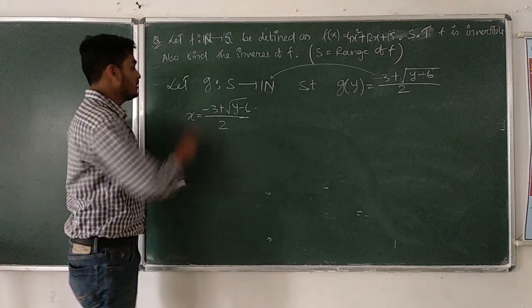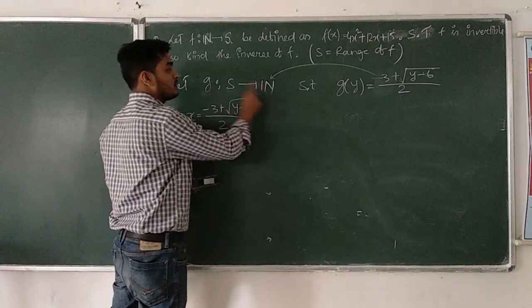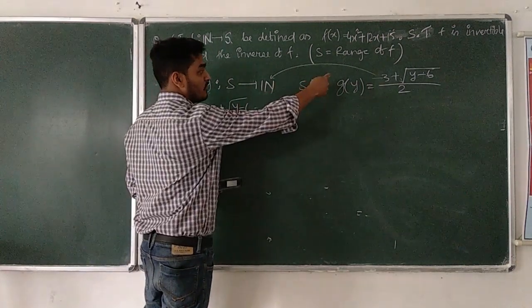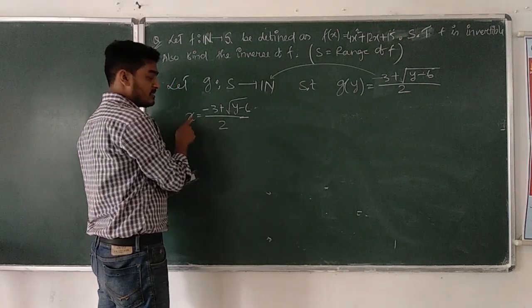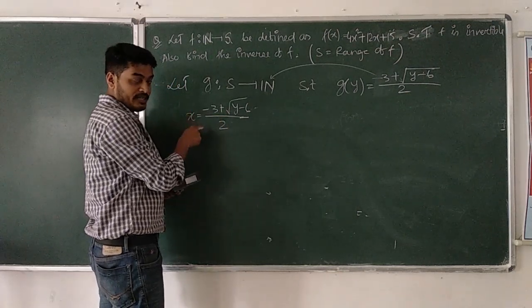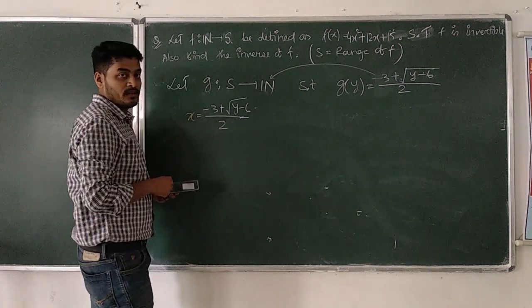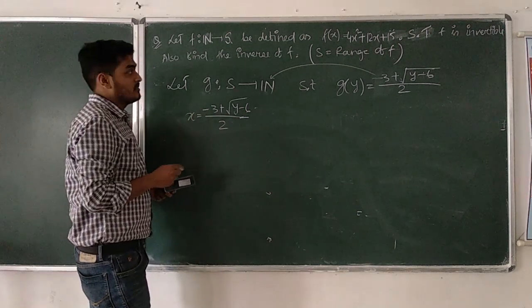And the inverse of f will be g inverse from S to N such that f inverse of y is equal to this one. Why? Out of these two values, why have we considered this one? Because x is a natural number. This can never be negative. That's why we have considered the positive one. Okay, that means in this way.